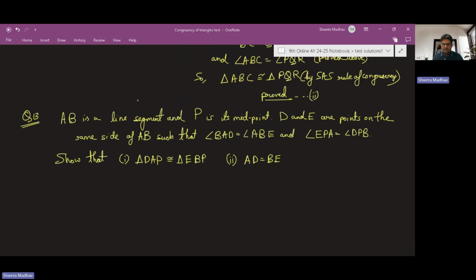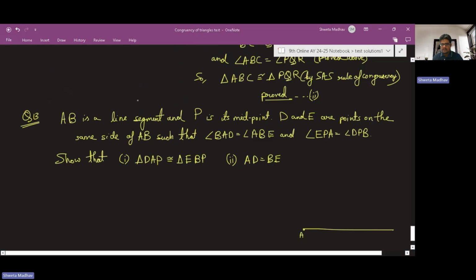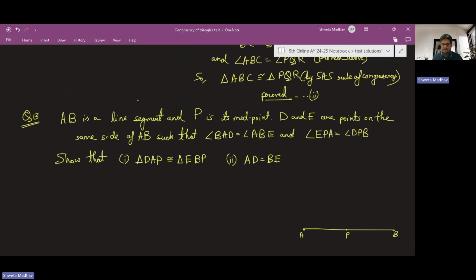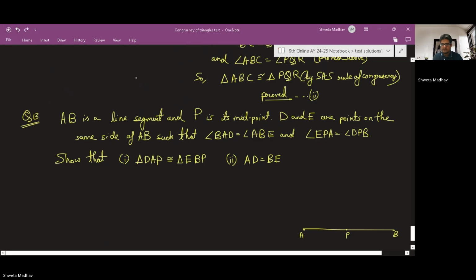So here it is given that AB is a line segment and P is its midpoint. D and E are points on the same side of AB such that angle BAD is equal to angle ABE.